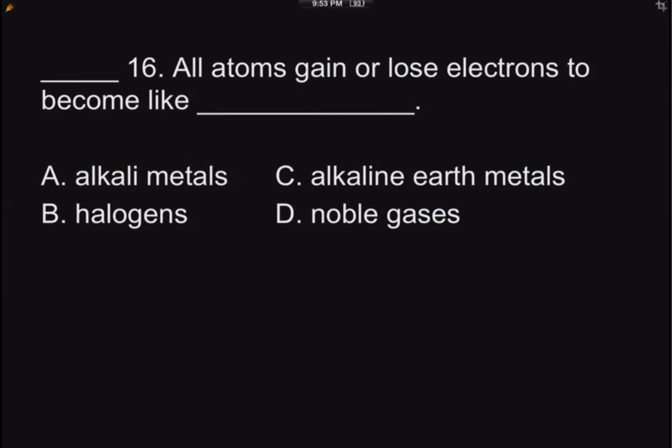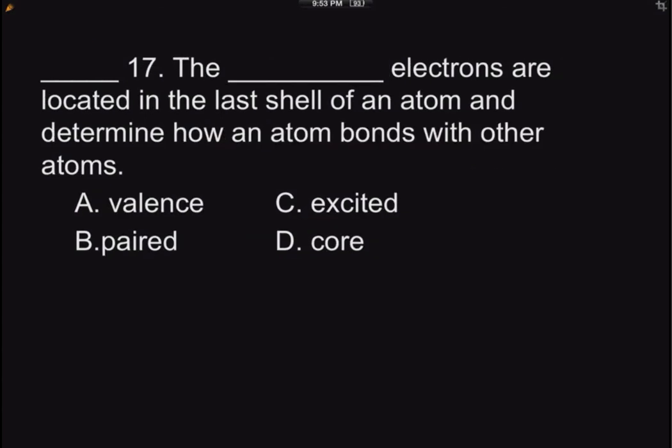All right, number 16, all atoms gain or lose electrons to become like what? What configuration are they all trying to achieve? The most stable configuration is the configuration that all the noble gases have. So that's what they're all trying to get to. Which electrons are located in the last shell and determine how an atom bonds with other atoms? This is a specific group of elements called the valence electrons. Those are all the electrons on the outermost shell.